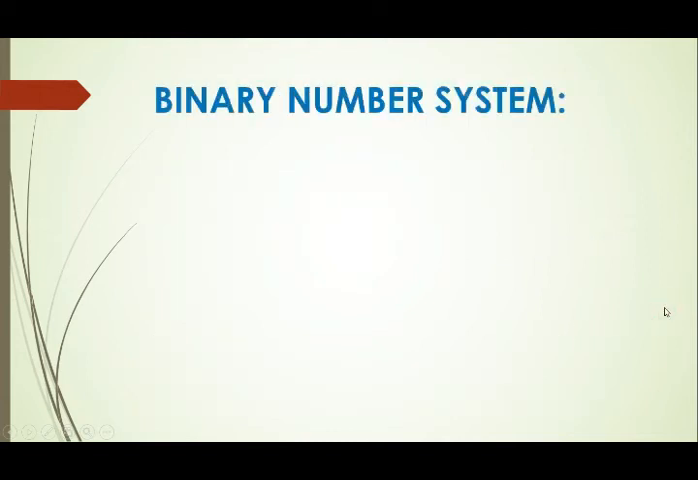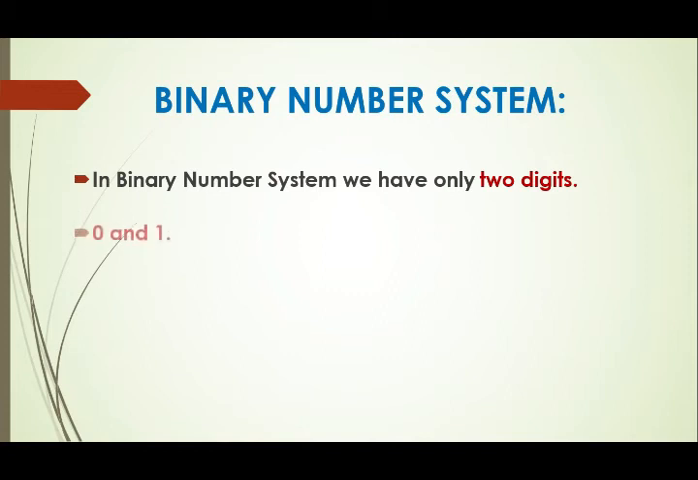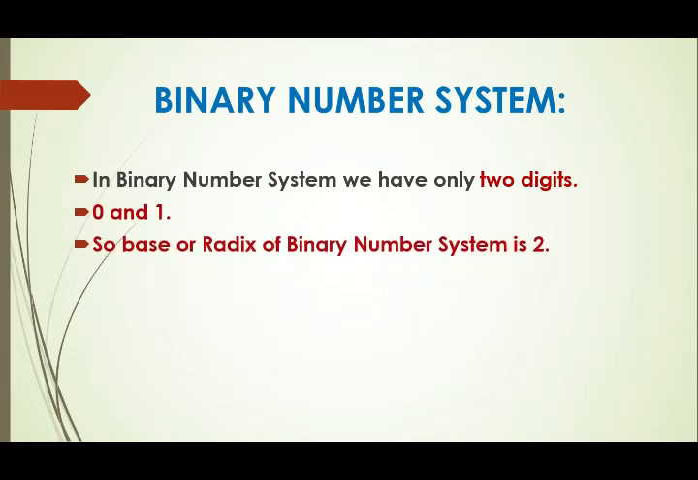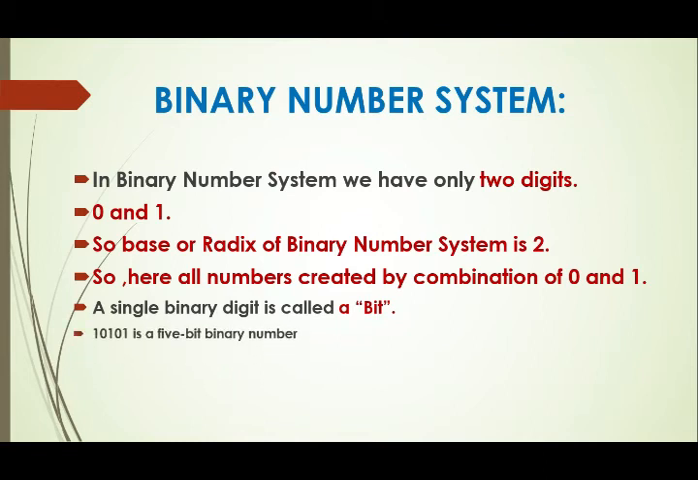Now the binary number system. In the binary number system we have only two digits, 0 and 1. Again, I told you the total digits in any number system is called base or radix. So here we have only two digits, 0 and 1. So what is the base or radix? It's 2, right? So here all numbers are created by the combination of 0 and 1. Once again, a single binary digit is called a bit. So 0 is also called a bit and 1 is also called a bit.